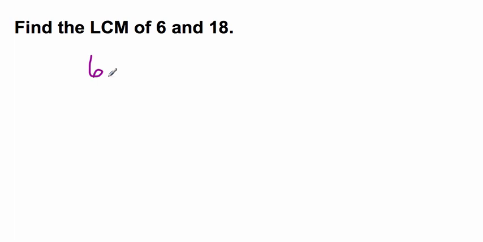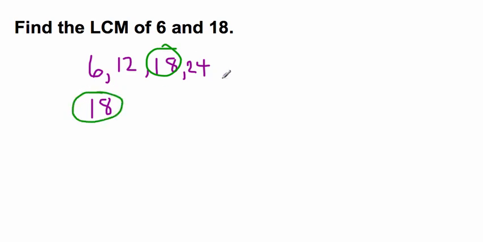Okay, so we will list the multiples of 6. 6, 12, 18, 24. Now, if you've got pretty good number sense, you'll recognize, well, I have 18. I can just stop. Because when I start listing multiples of 18, 18 is now on both lists. So I've got a common multiple already. So the least common multiple of 6 and 18 is just going to be 18.